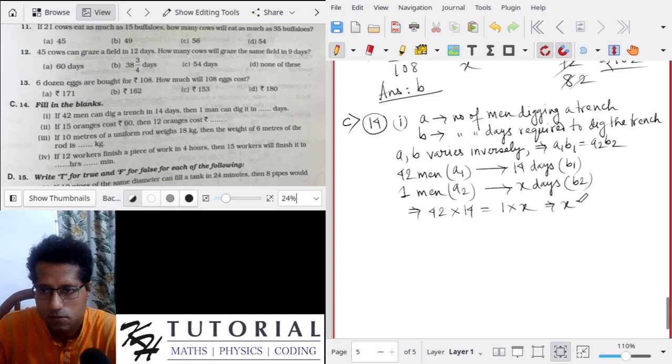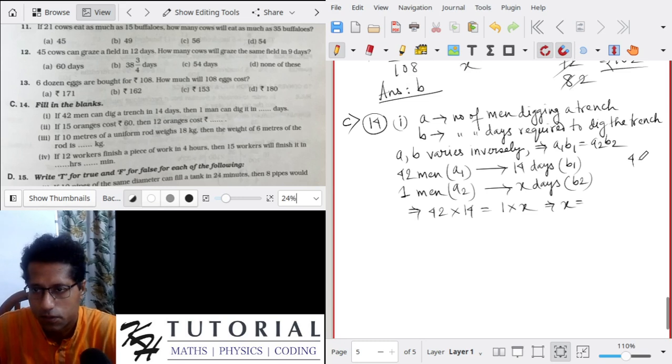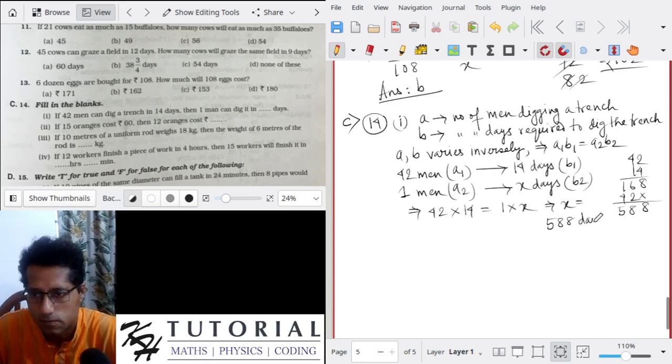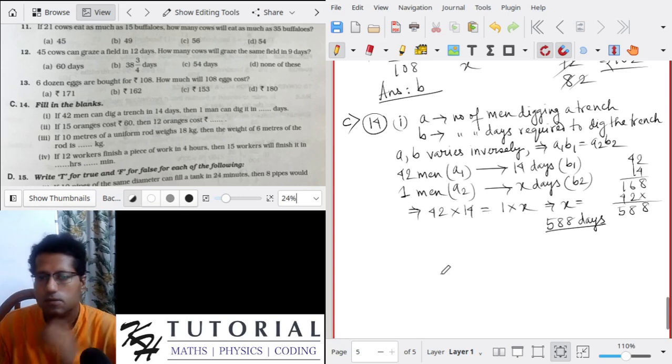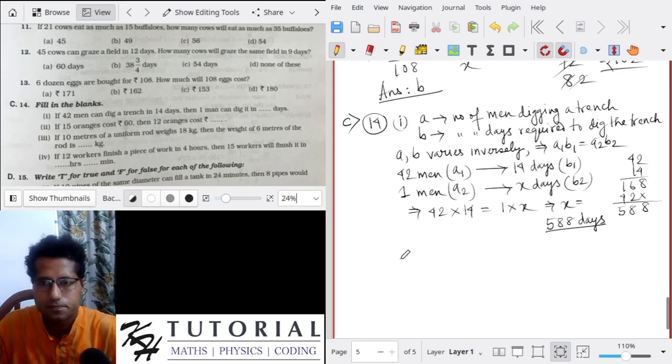This implies X equals 14 into 42. This is 8, 16, and this is 42. So this is 8, 8, 5, 588. So 588 days. So this is the answer. So one man will dig the trench in 588 days.